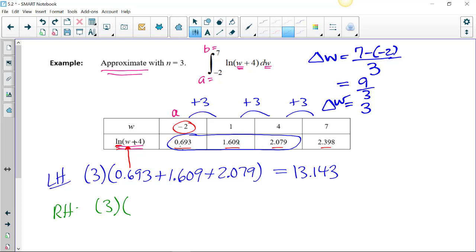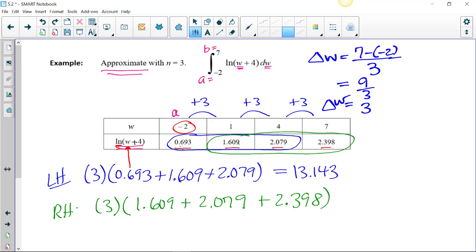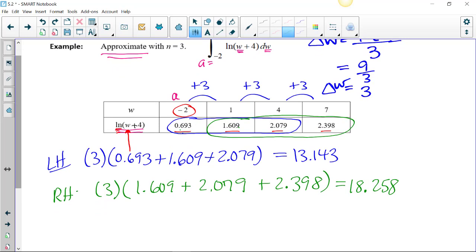Okay, so when I do the right, then I still have a width of 3, and now I start with the second function value, that's my height, and I add those values up. So you should have as many heights as you have rectangles. All right, which gives me 18.258.